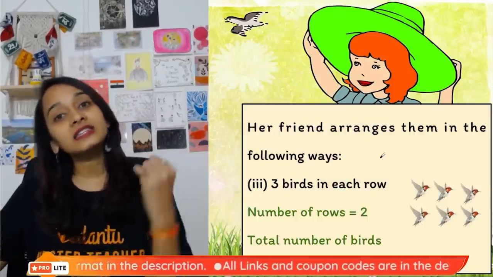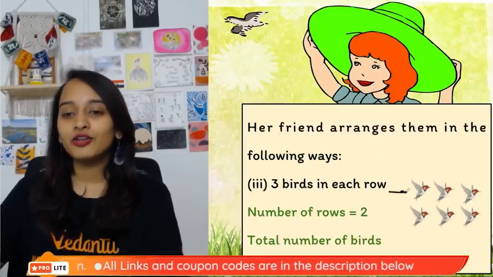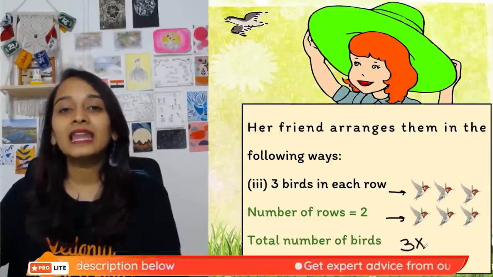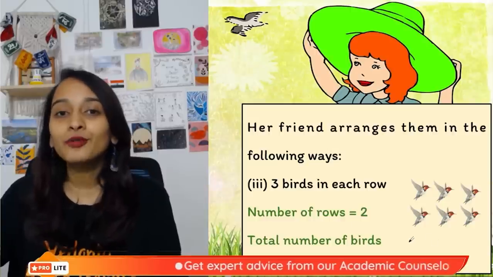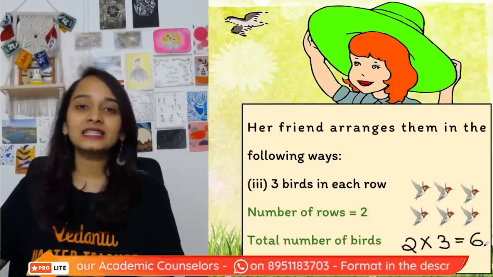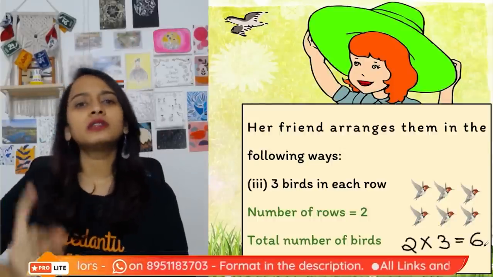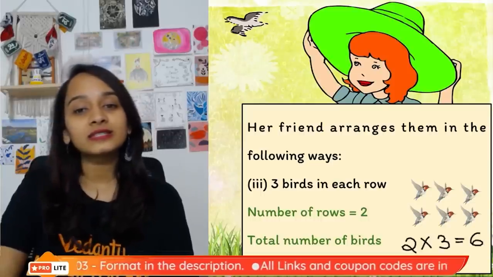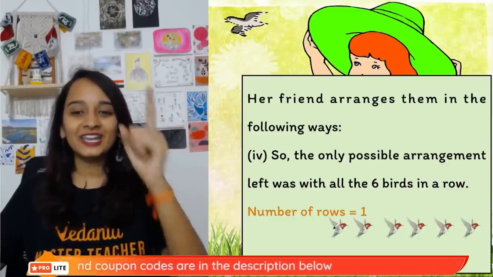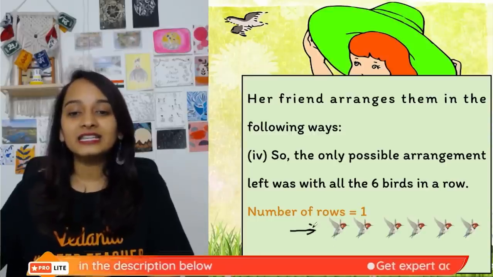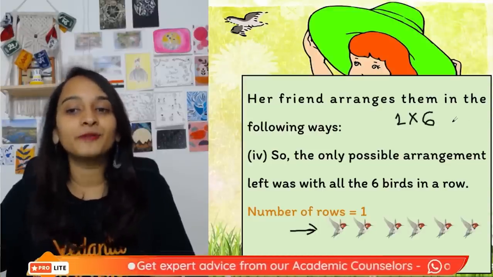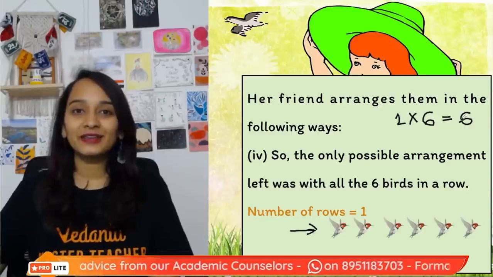Another way is arranging 3 birds in 2 rows. 1 row, 2 rows. So the number of rows multiplied by the number of birds in each row. You're still getting 6. 3 into 2 is 6. 2 into 3 is also 6. And 1 into 6 is also 6. And one more friend of hers said, I will arrange it differently. She said, in 1 row, I will be arranging 6 birds. So, number of rows multiplied by the number of birds. You're still getting 6. Very interesting, right?